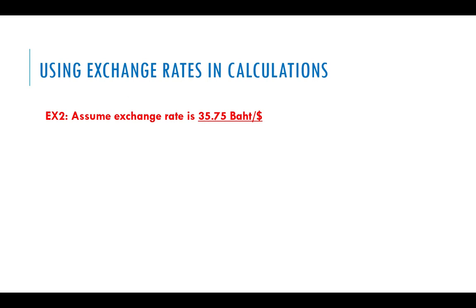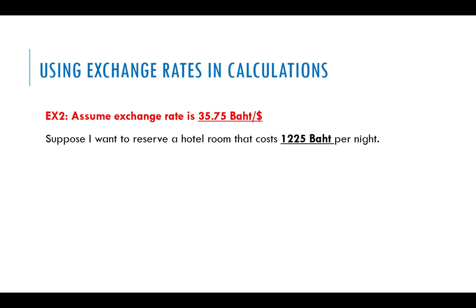Example 2. Let's assume that the exchange rate is 35.75 baht. All right, so before it was 35, now it's 35.75. Everyone agree the dollar's getting just a little bit stronger against the baht, or the baht's a little bit weaker against the dollar than when it was 35. Suppose I want to reserve a hotel room that costs 1,225 baht per night. What will it cost me in US dollars? So again, I'm going to pause while you calculate to make sure that you're getting these right.